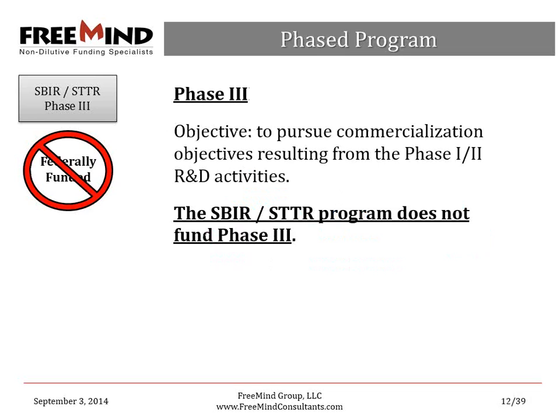The objective of Phase 3, where appropriate, is for the small business to pursue commercialization objectives resulting from the Phase 1 and Phase 2 R&D activities. However, unlike Phase 1 and Phase 2, very important, the SBIR and STTR programs do not fund Phase 3. So don't apply for them for Phase 3 because they do not fund Phase 3. In some federal agencies, Phase 3 may involve follow-on non-SBIR STTR funded R&D or production contracts for products, processes, or services intended for use by the U.S. government. If you're at this stage, it's certainly worth looking into.